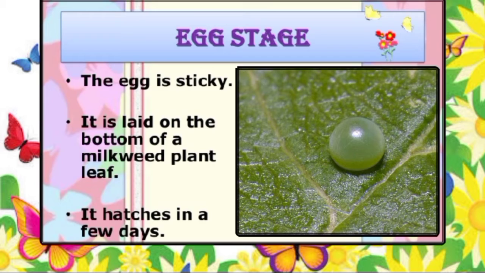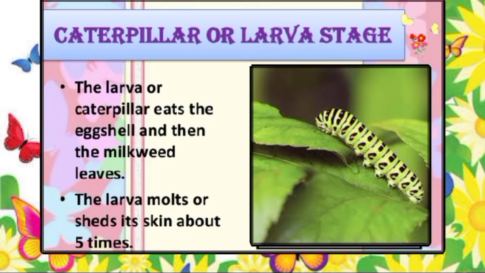First stage, egg stage. The egg stage usually lasts 3 to 7 days, but this can vary quite a bit among different species of butterflies. The egg is sticky and it is laid on the bottom of a milkweed plant leaf, and it hatches in a few days. Next stage is the caterpillar stage.